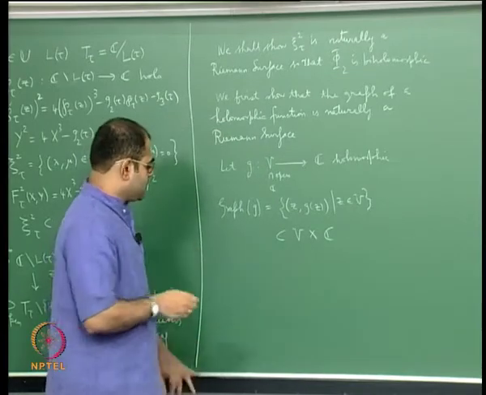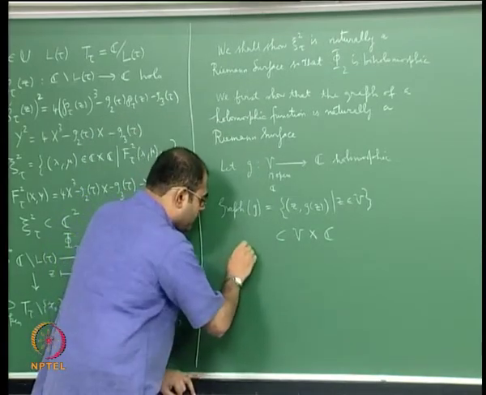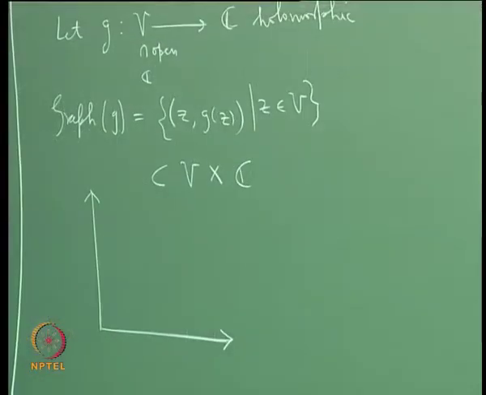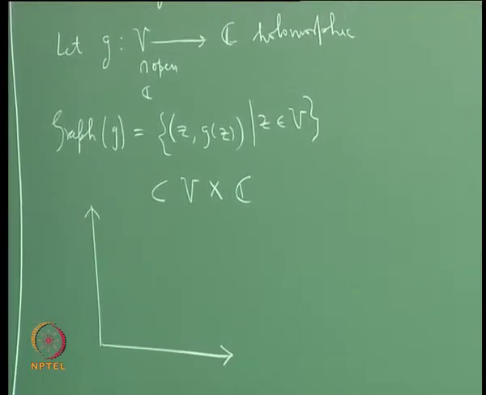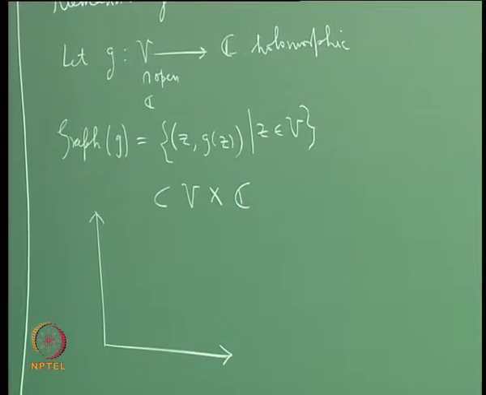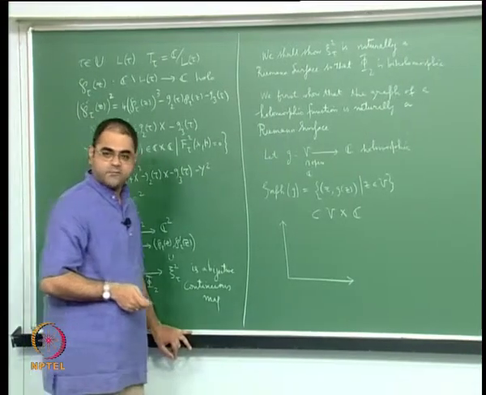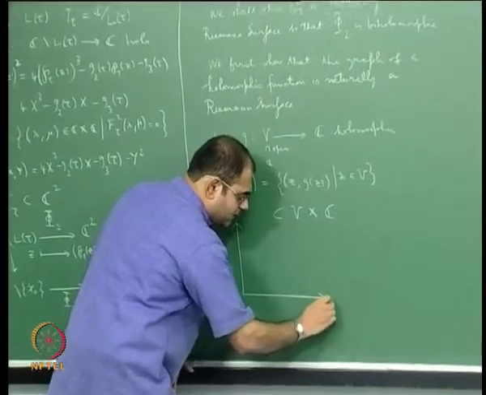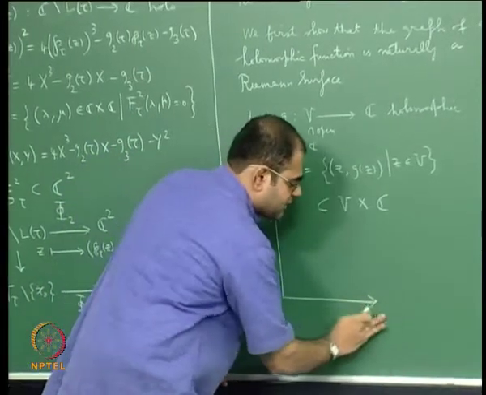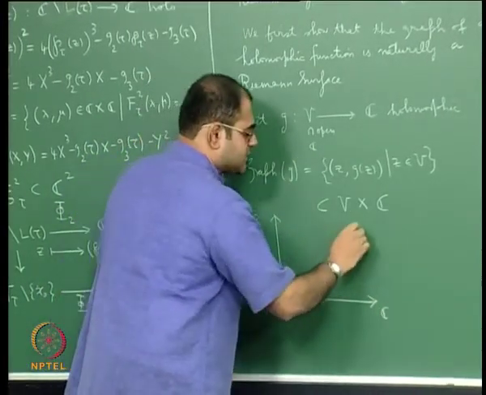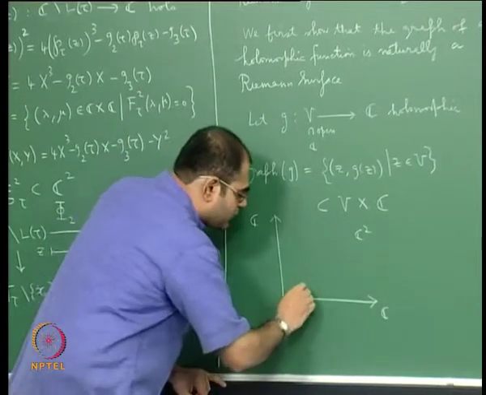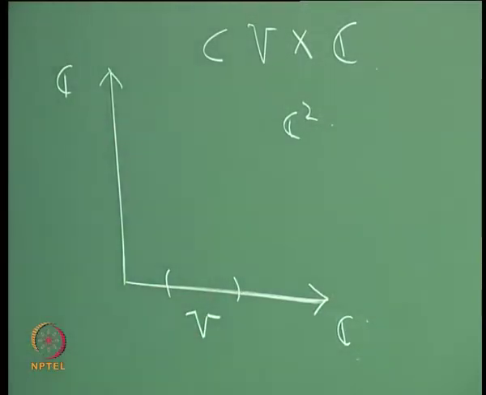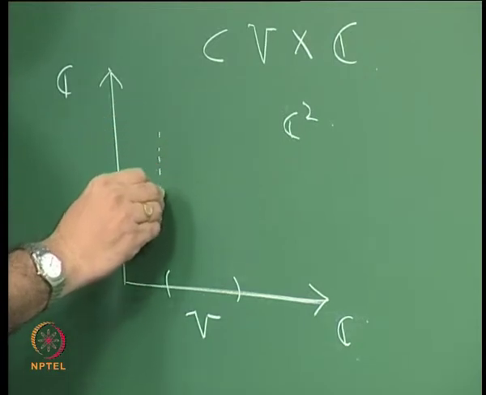So pictorially, though, it is hard to visualize the graph of a complex valued function of a complex variable, because essentially it will be 4 real dimensions, okay, but nevertheless we do it in a very suggestive kind of way. We put C here, and we put C here and think of this as C2, okay, and then we think of V, the open set, as a patch here, and then we draw the graph.